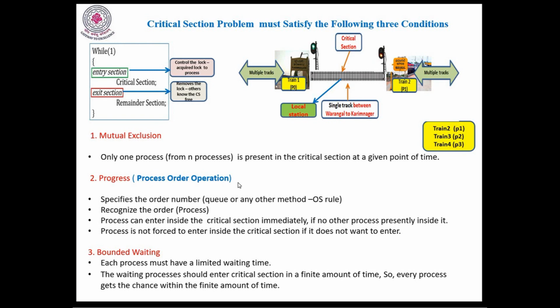Progress, the process order operation. When 2 trains or 2 processes are submitting a request for entering into the critical section, the progress takes responsibility for checking whether the track is free or not. If the track is free, then it will permit train 1. Next, the progress maintains a queue structure of requests made earlier, that are waiting in the queue or any other method.